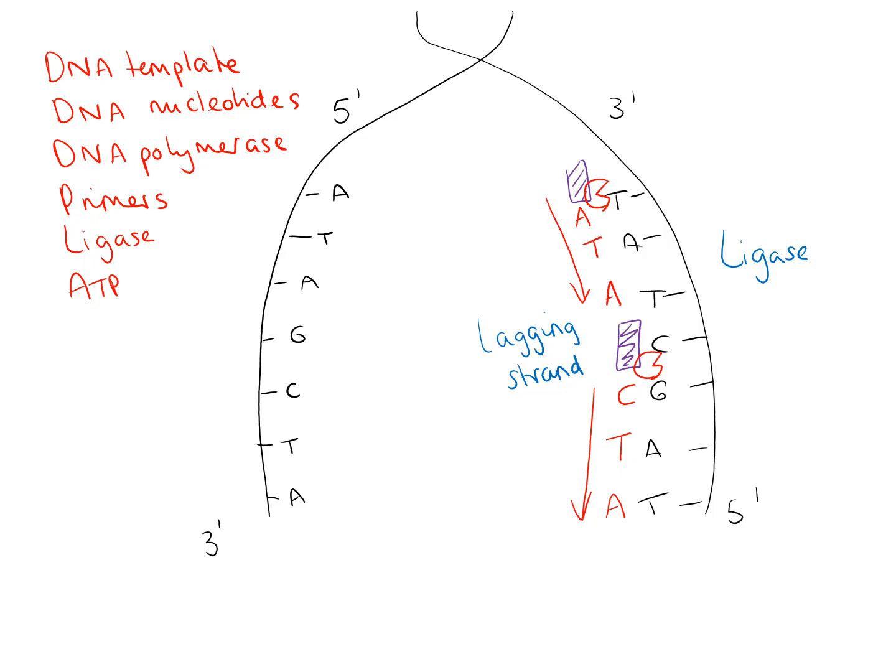So key things to think about when we're trying to identify the different strands. With your leading strand, you're just going to see one primer, and we're going to be adding nucleotides continuously. Whereas with your lagging strand, you're going to see fragments, you're going to see multiple primers, and it's going to be discontinuous. We're going to see those fragments of DNA.